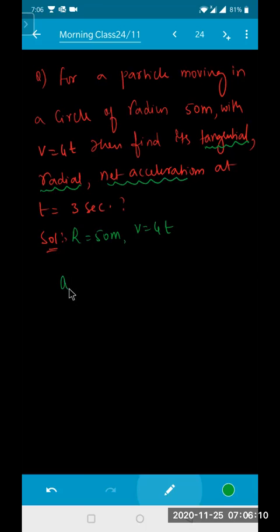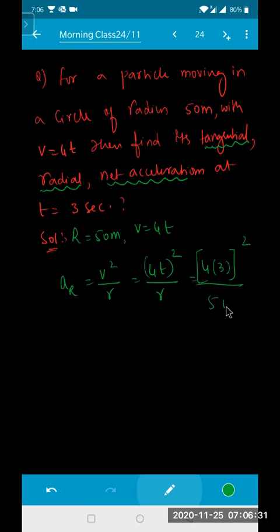So let us go for radial acceleration. Radial acceleration is equal to v square by r. V is equal to how much? 4t. This is nothing but (4t) whole square divided by r. T value is given at 3 seconds. So (4 into 3) whole square divided by the radius, which is 50.